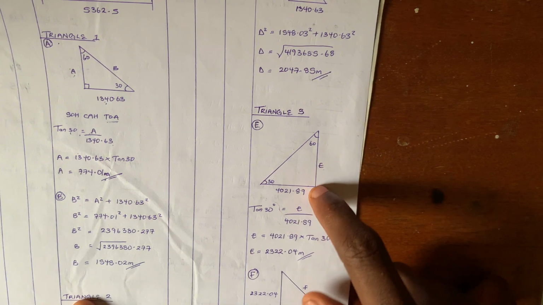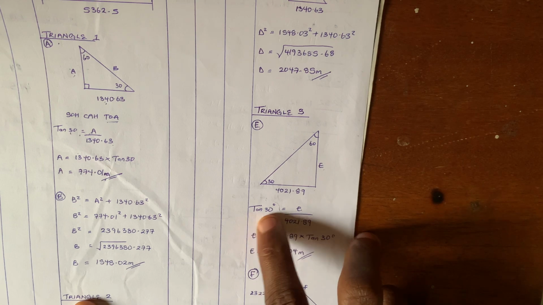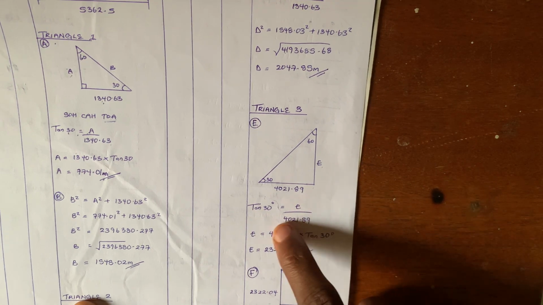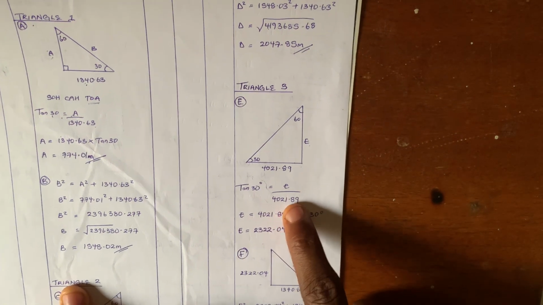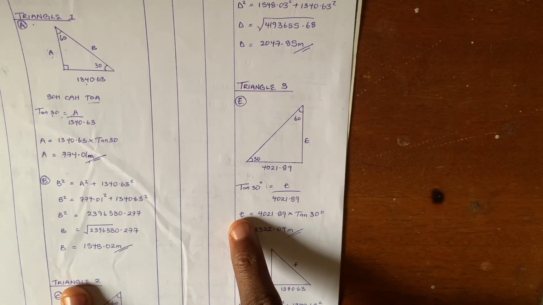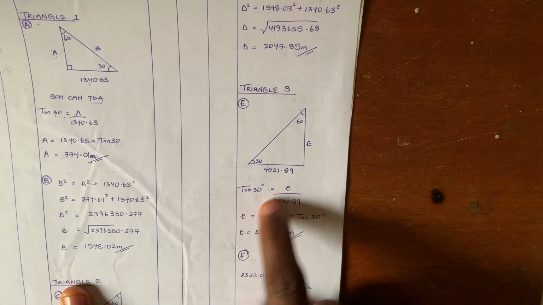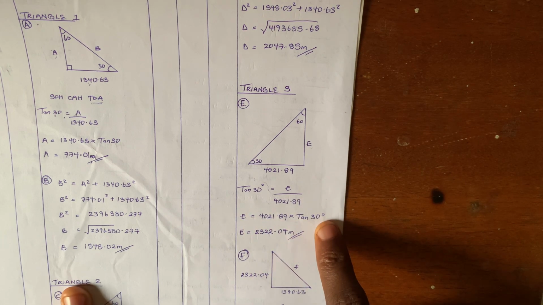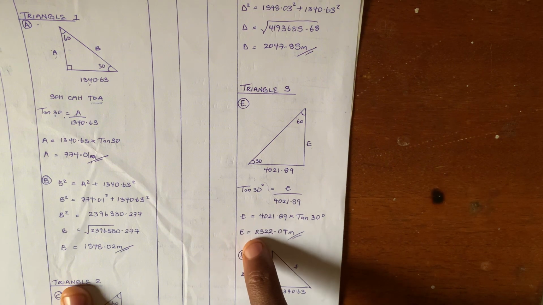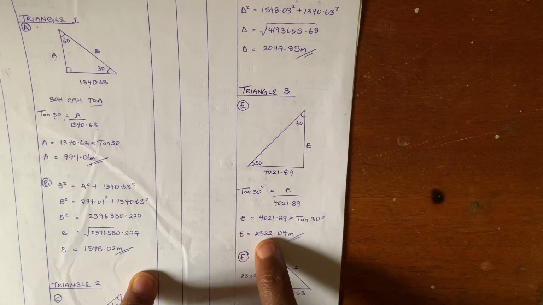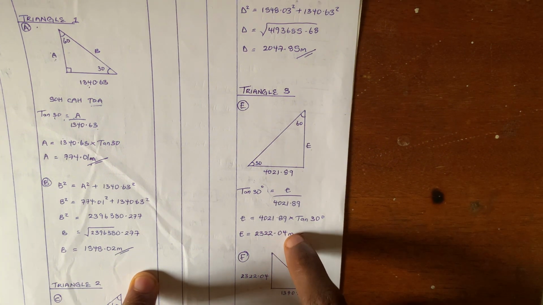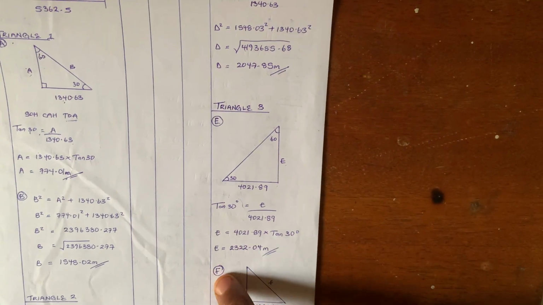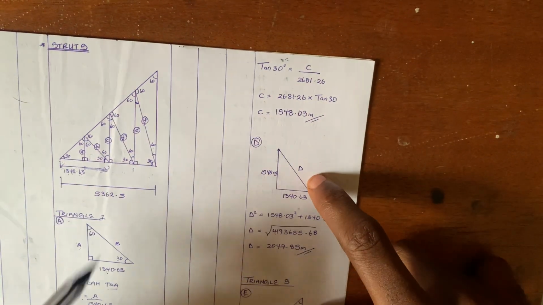So now that we have our adjacent, our opposite is E. We will use tangent. So tan 30 degrees is equal to opposite over adjacent. That's E over 4021.89. So E will now become, when you cross multiply, 4021.89 times tan 30 degrees. E will now be equal to 2322.04 meters.